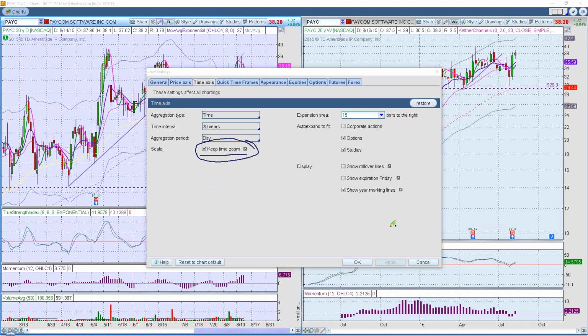Okay, and you can set that up on all your charts, because I like to keep mine at the proper zoom. If that's not checked, it will go back to your default, so it may try to show all the data for whatever time frame that you have allocated.